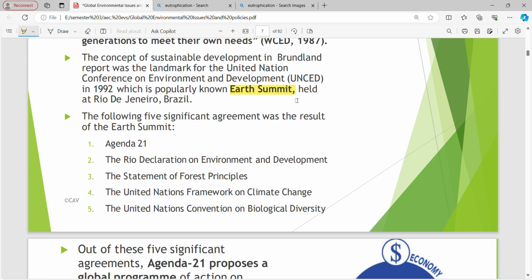So, what was the main concept? The concept of the Earth Summit was the Brundtland Report. Okay, and where was this Earth Summit held? In Rio de Janeiro, Brazil. Now the 5 significant agreements that were the result of the Earth Summit. First is Agenda 21, then Rio Declaration on Environment and Development, then Statement of Forest Principles, UN Framework Convention on Climate Change, UNFCCC, and United Nations Convention on Biological Diversity.